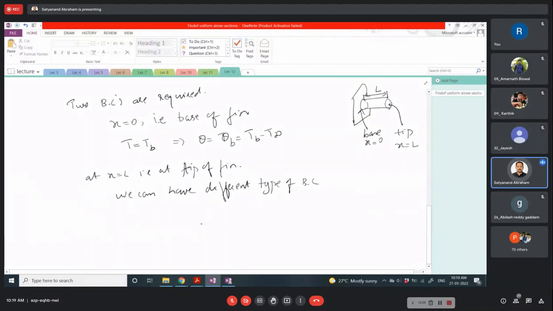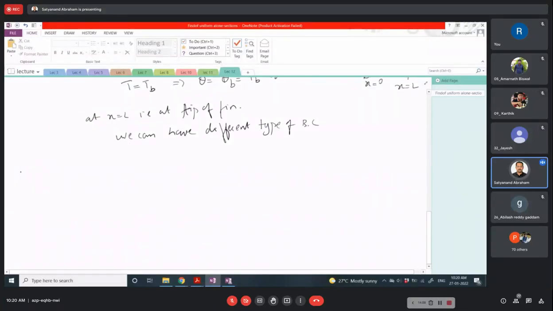Can anyone suggest a boundary condition at the tip? Convective, yeah, or insulation. Convective is there, insulation is there. Maybe we can call it a prescribed temperature. We can fix the temperature. So towards the end, the temperature is the same as that of the ambient, that means if the length is very low. Likewise, 3-4 conditions we can give. So that's what we are going to see now, the different boundary conditions.